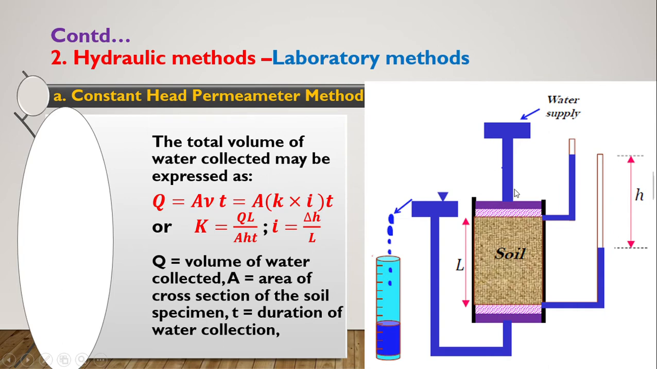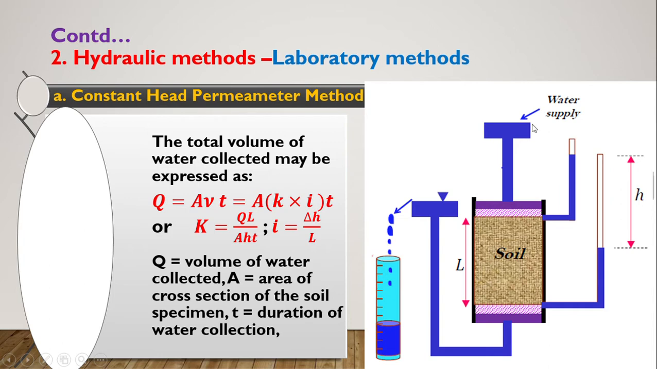In this, what we are doing is we will place the soil sample here. The length of the soil sample is L. It is a cylinder-shaped soil sample and its length is L. It is placed in between two permeable layers. Here we will supply the water in such a way that the head between these two pipes will be constant. That is, this H value has to be constant.